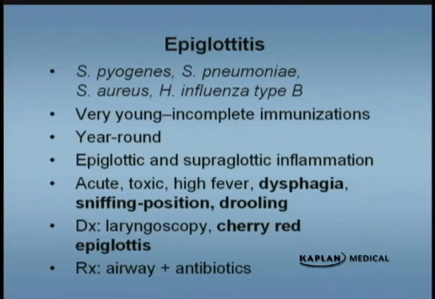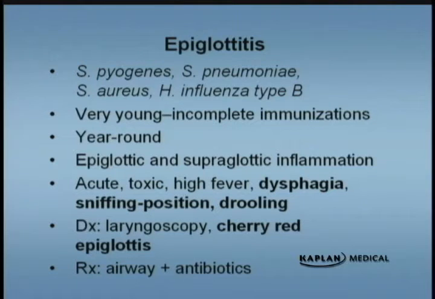Epiglottitis is another upper airway disease. It is usually a bacterial infection. It used to be almost exclusively Haemophilus influenzae type B. Since we've been using the vaccine, Haemophilus influenzae type B is not so much a perpetrator, but you will see staph and strep: strep pyogenes, strep pneumoniae, staph aureus. Also remember mycoplasma is now starting to be a common cause of epiglottitis. Look for, in the very young patient, incomplete immunizations. Then you would be suspicious for Haemophilus influenzae type B.